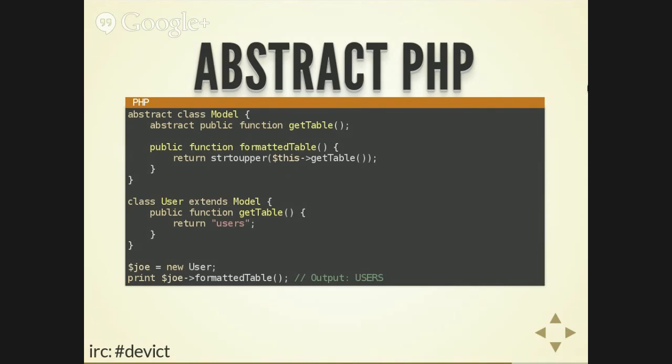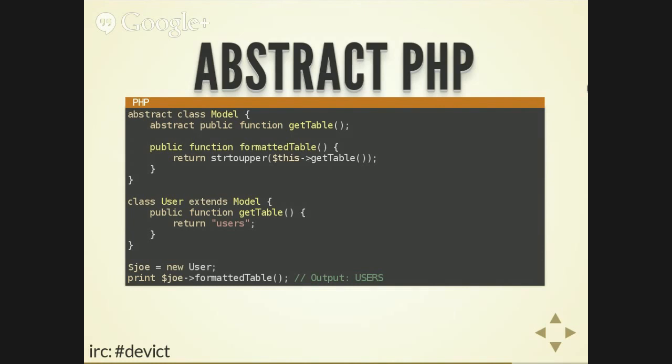Maybe I do have a concrete class. Abstract classes can have concrete methods. That should be another word called concrete methods, what they refer to where there's just like a regular method and it works. And so here, when I have a class user that extends model, user can call formatted table. That's a method that I inherited from my abstract class.